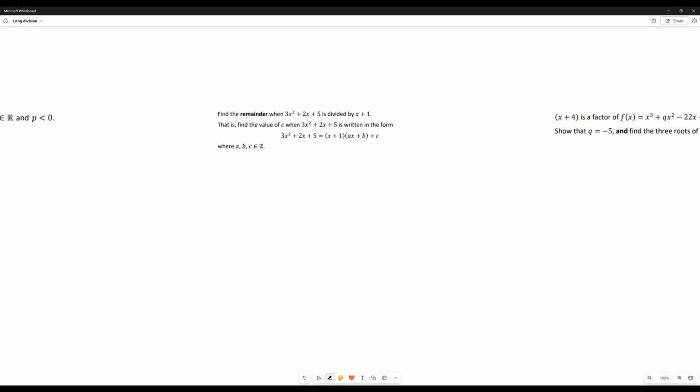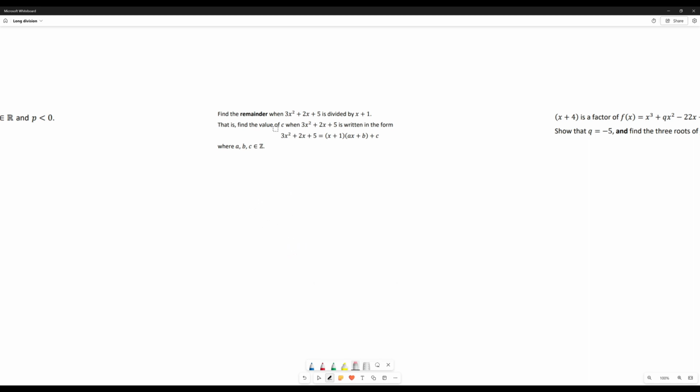So that just means at the very bottom of our long division, where normally we have a 0, we're now going to have a number, and they're basically saying, what is that number if it's not 0? And that's what they're asking when they say find the remainder, right?